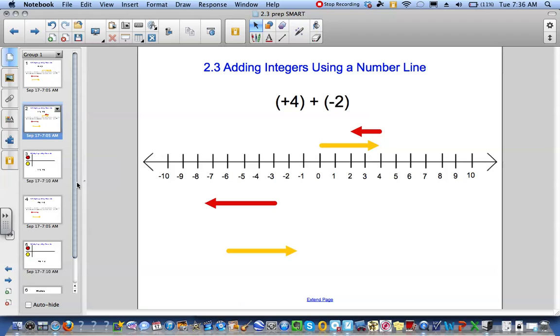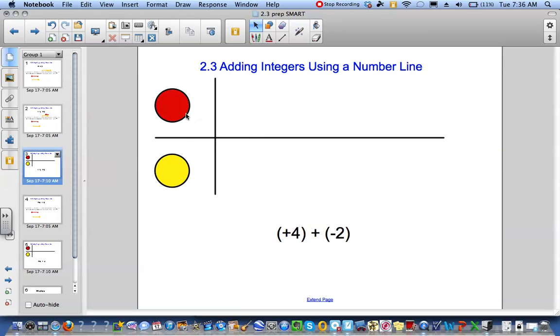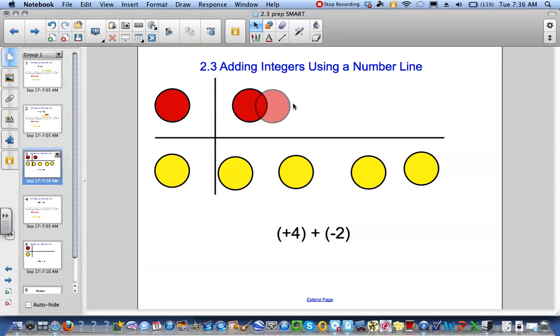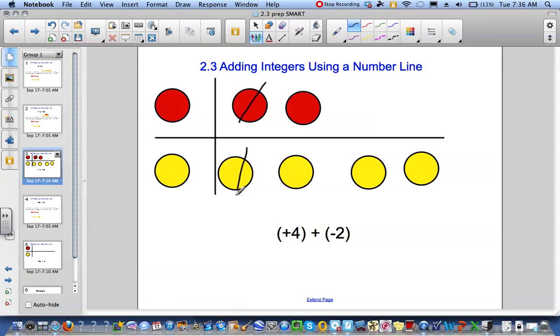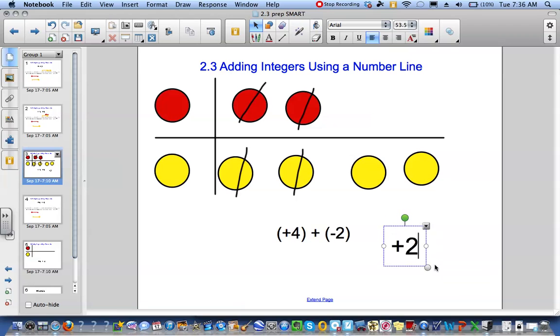And we can check it using tiles. Positive 4 plus negative 2, so we're going to bring out 4 positives, 2, 3, and 4. And we're going to bring out 2 negatives, and we're going to cross those off. So we make a 0 pair, 0 pair. 2 negatives have been canceled, 2 positives have been canceled, and that leaves us with 1, 2. So that means that we end up with positive 2 as our answer.